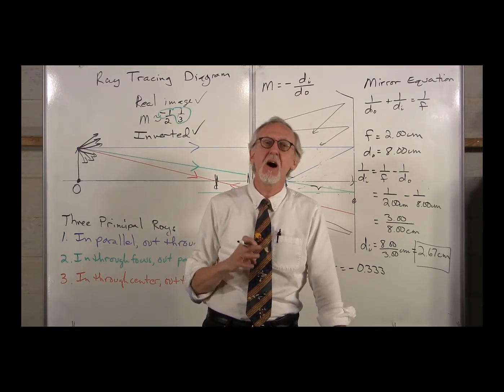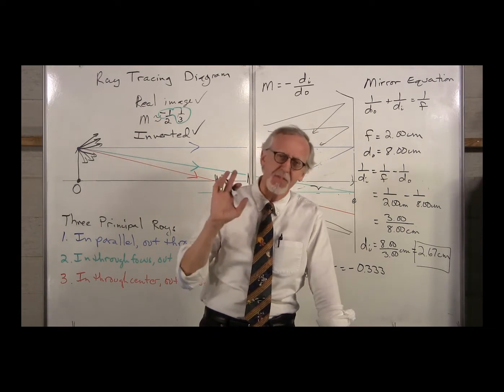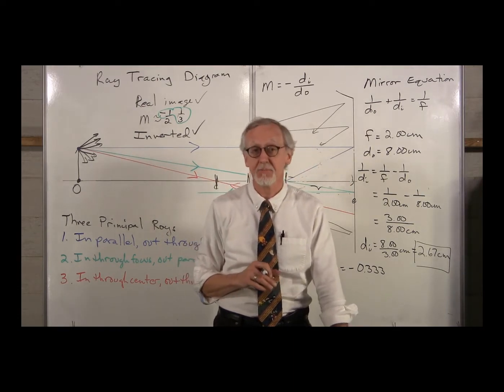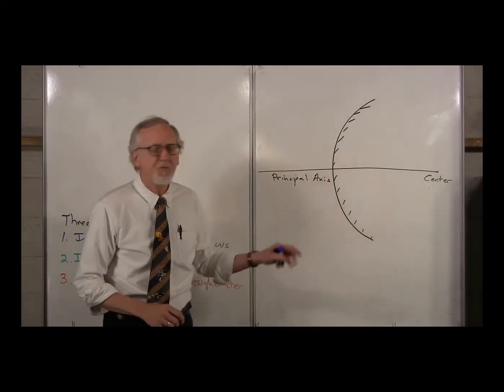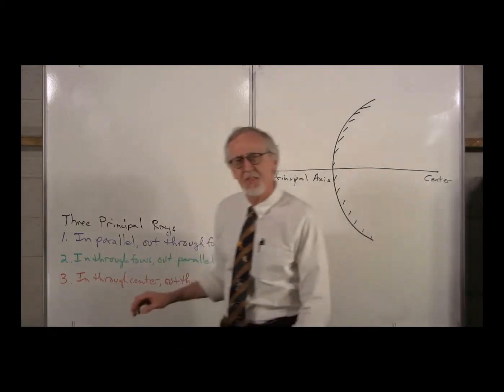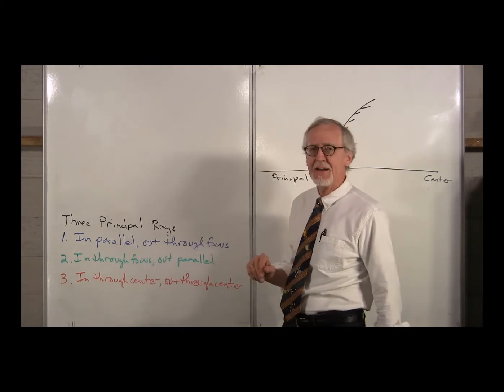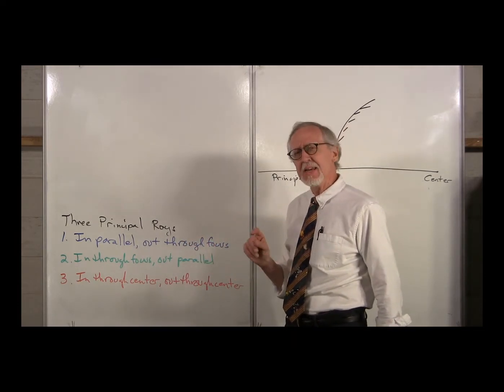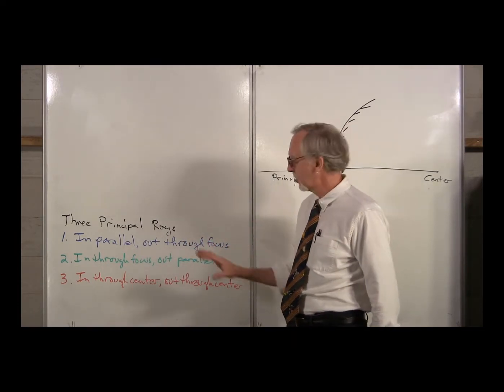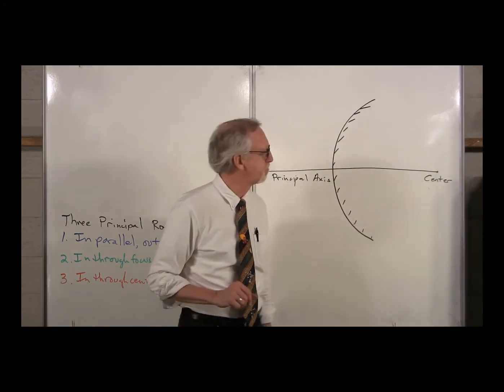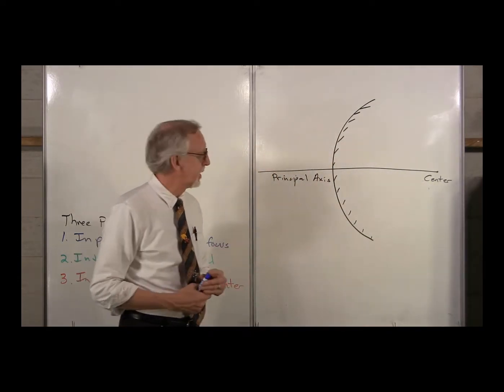Let's look at a convex mirror and see how that affects these diagrams. Here I've drawn a convex mirror. I've left our 3 principal rays up there for our concave mirror because we're going to come back to these and only change what we need to for the convex mirror. So I'll just leave those up there for the time being. Here is our convex mirror.